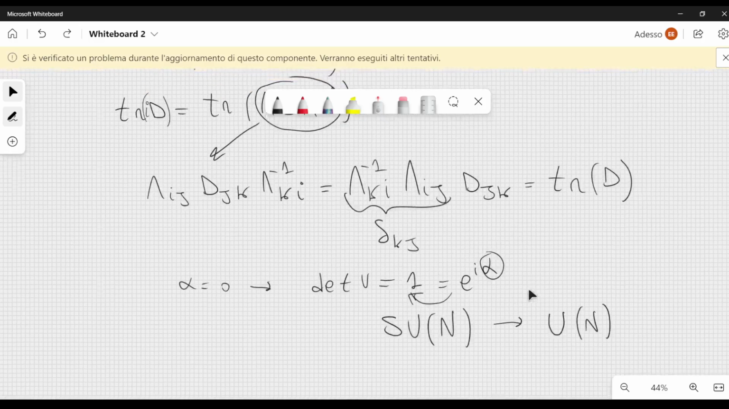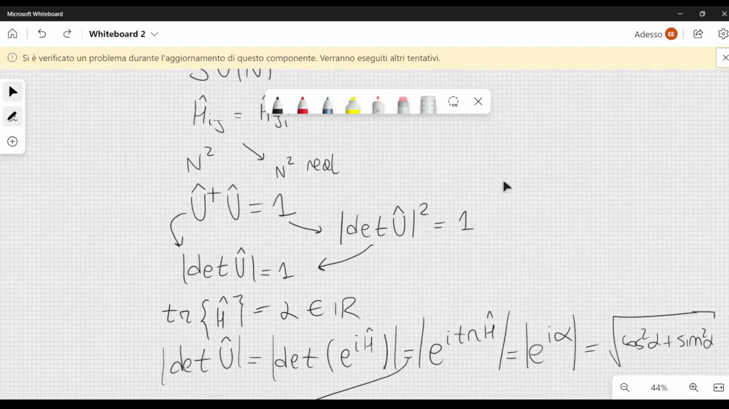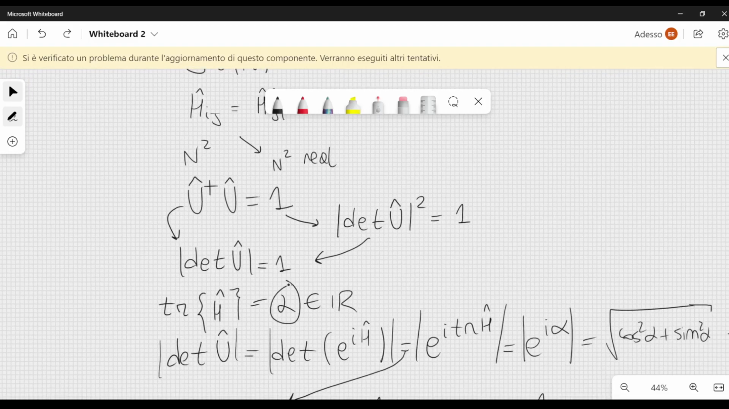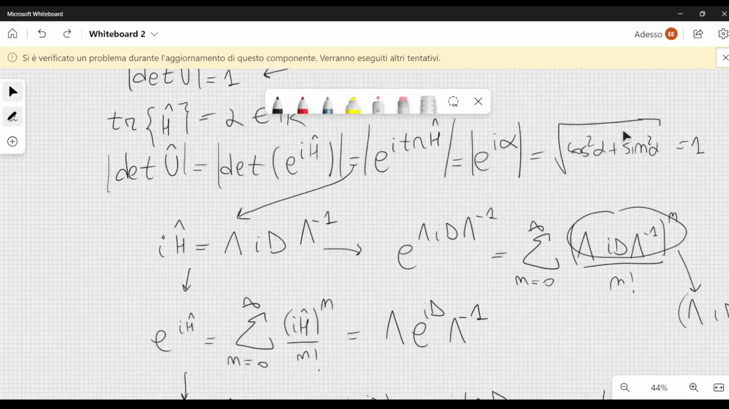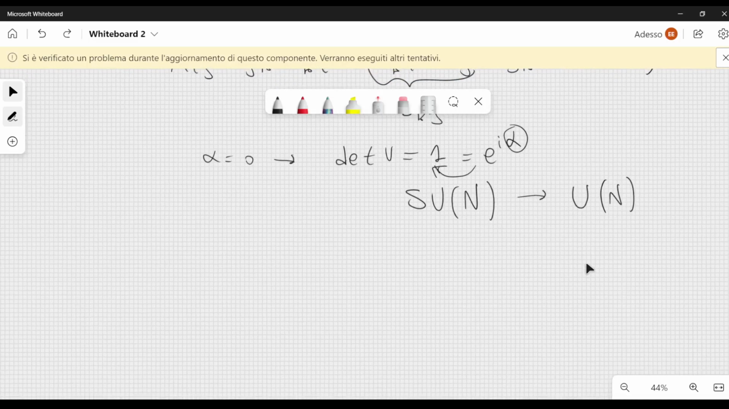So I've also used the word special earlier, but I was actually referring to the group such that alpha is equal to 0, so where h is traceless. So it is the group where h is traceless. The trace of h is equal to 0. Now we have n squared parameters, as I said, real parameters. And with the condition that the determinant is equal to 1, or just a phase, we have n squared minus 1 parameters.